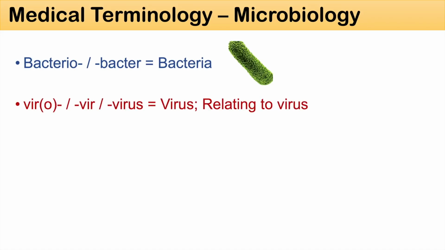Now, with regards to the prefix vir or viro, and the suffixes vir or virus, these mean virus or something relating to a virus. So you can think of words like ritonavir, which is an antiviral drug, and words like antivirus. So again, these mean virus or something relating to a virus. Another suffix that means virus is also phage.